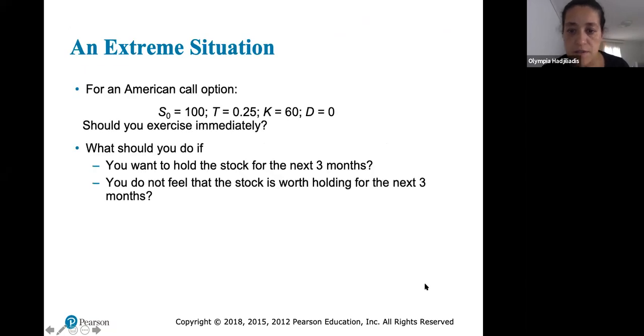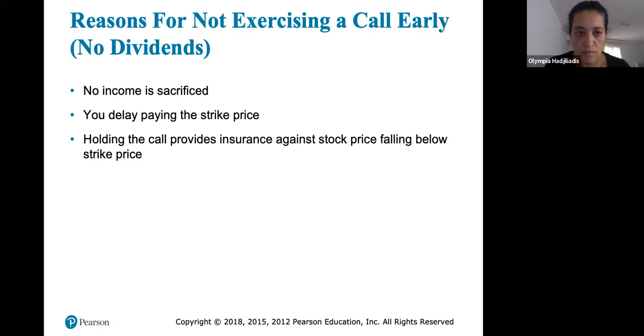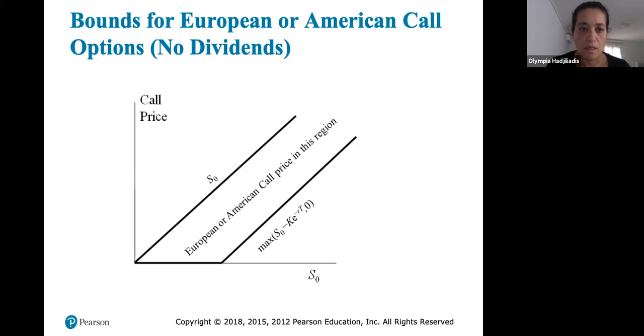You do not feel the stock is worth holding for the next 3 months, so you basically sell the option.